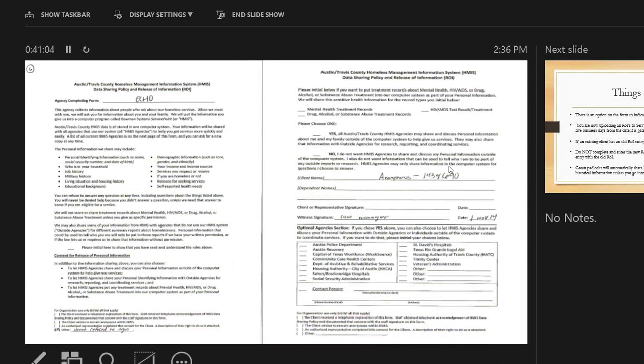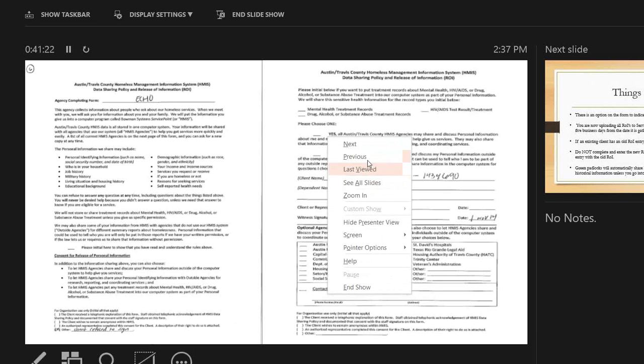Again, client name is anonymous. Number should be whatever client or number the client gets within the system. We sign because we're documenting this. And then at the very bottom, under other, put client refused to sign. And this should also have client wishes to remain anonymous within HMIS initialed as well. So we'd have 2 sections there.